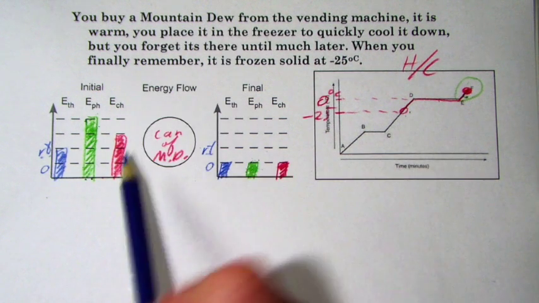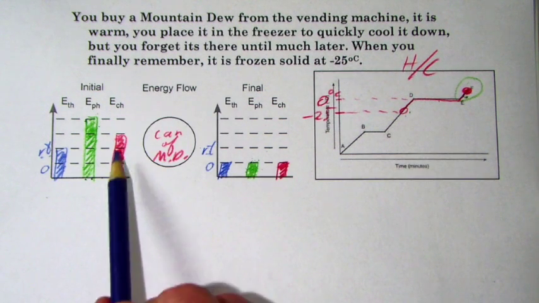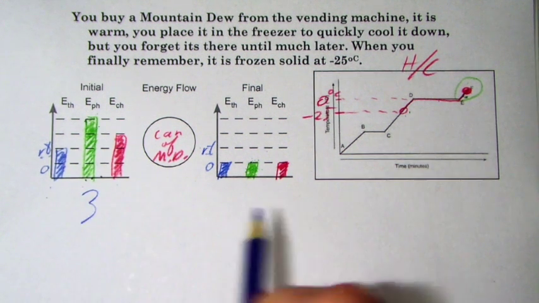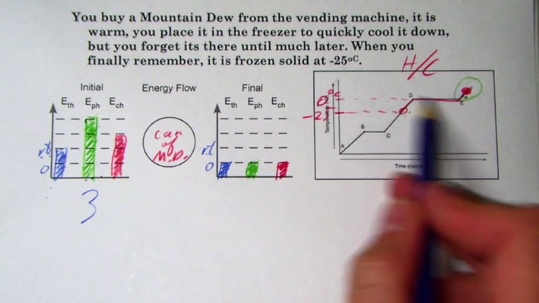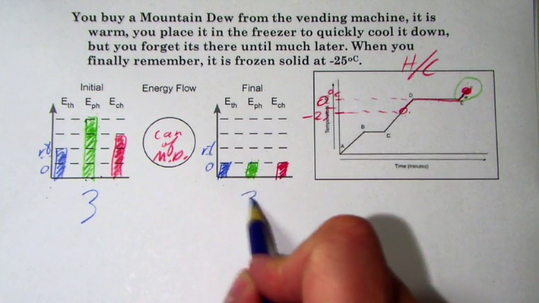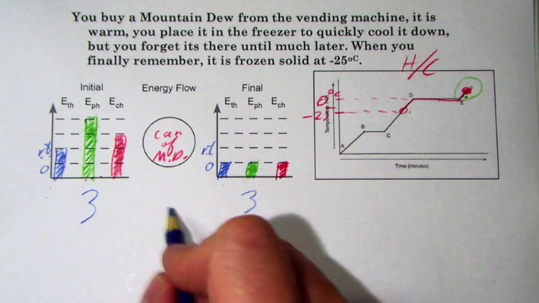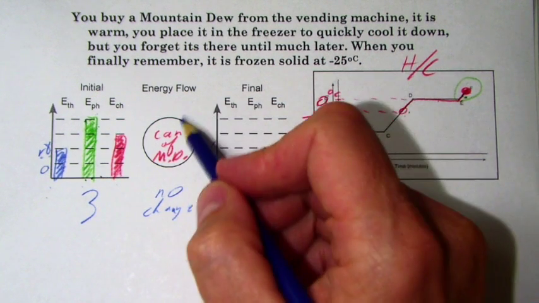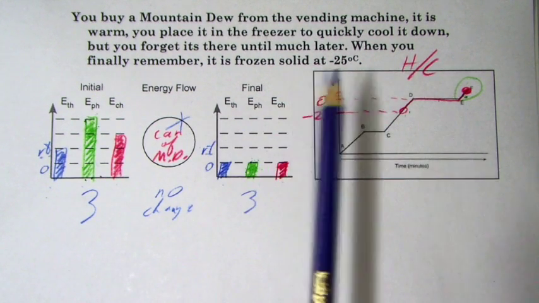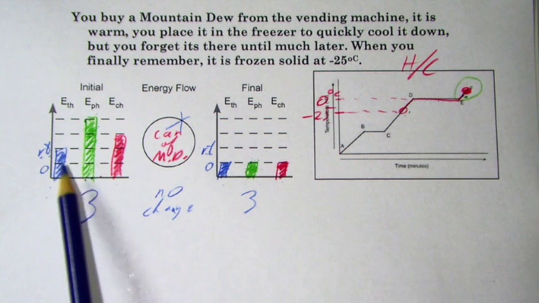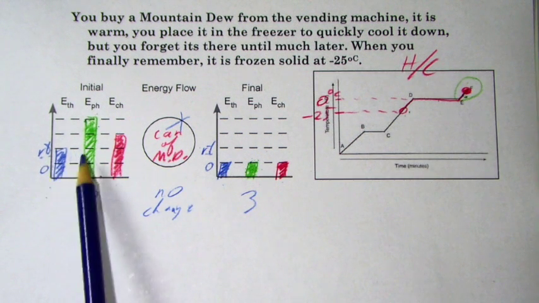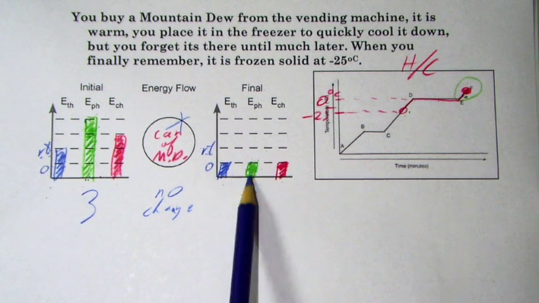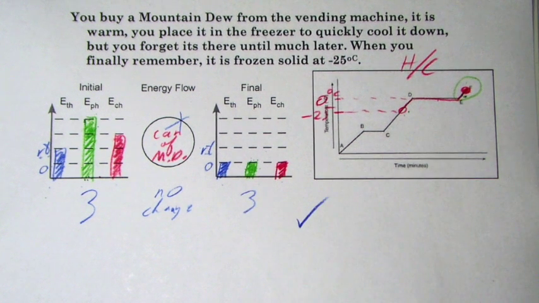So if I add it all up here, I have 3 bars of energy initially, and after it cools down and freezes, I still have 3 bars of energy. So I've had no change overall, and nothing in or out here. So for my cold Mountain Dew, or a warm Mountain Dew, it started as a warm liquid and it's cooled down to a cold solid. So that's my answer.